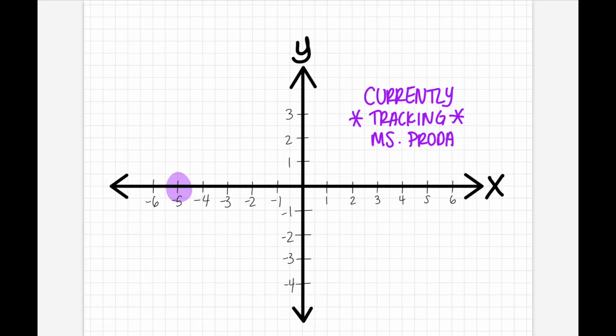This was the first time that instead of going to the right to start, Miss Proda went to the left. That's because the x-coordinate for the ice cream location is -5. When we look at the tracker, we can see that she traveled 5 units to the left from the origin, which is -5. Let's see what she does next.